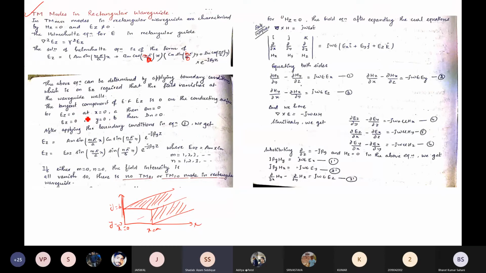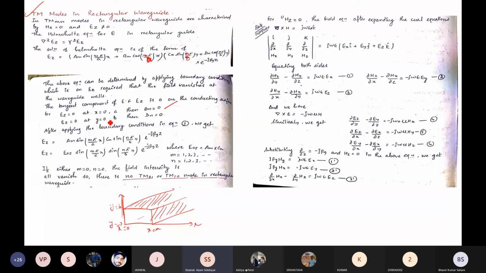Now to have this Ez equal to 0 at x equal to 0 and x equal to a, if you apply x equal to 0, this will vanish, this will not vanish. So we will have to take bm equal to 0 from this condition. So bm is equal to 0, that's what is written.